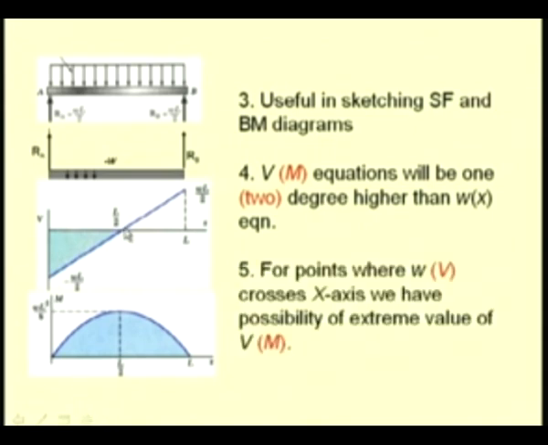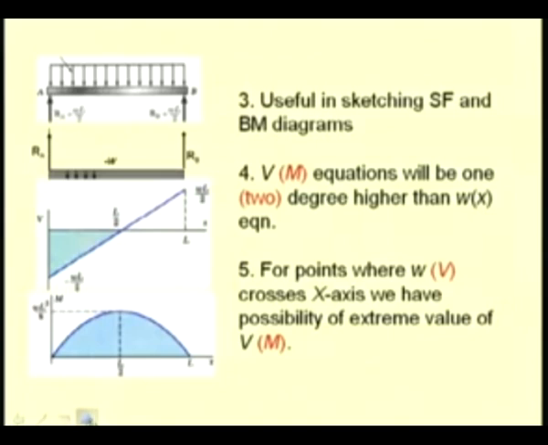We have also seen that at places where the shear force curve crosses the abscissa, we have the possibility of the extremum value for the moment. So, these characteristics can be used to draw the shear force and bending moment diagrams for the beams. Let us consider one example.